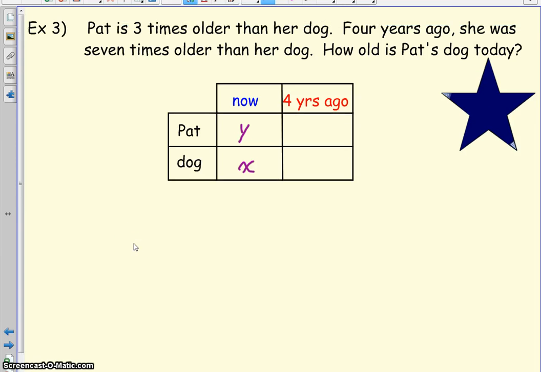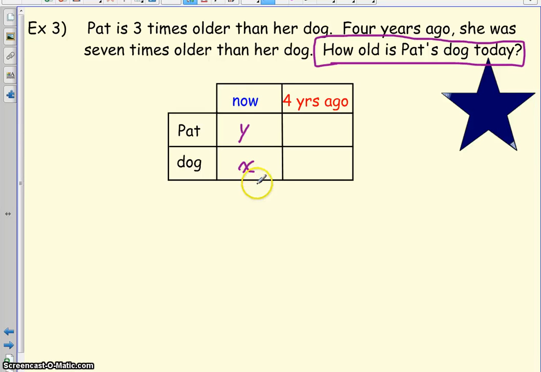Okay, so all I've done right now is I've defined variables. So it's asking for how old Pat's dog is today. So I let that be my unknown. So I let X be the age of Pat's dog today. So put that in the chart here. And I also let Y be the age of Pat now. Which is also good information to know. So that can be our second variable. So in our chart here, I've organized the two different people, well, two different living things, Pat and the dog. And the fact that we're looking at two time frames, one being now and one being 4 years ago.